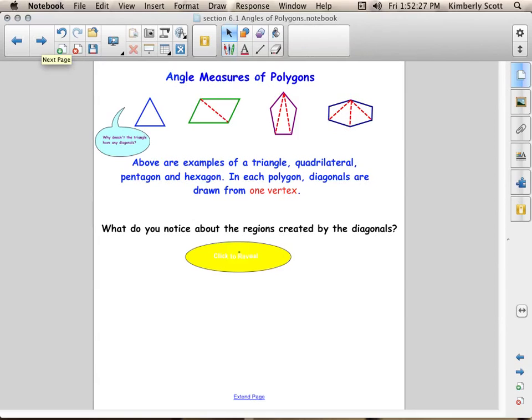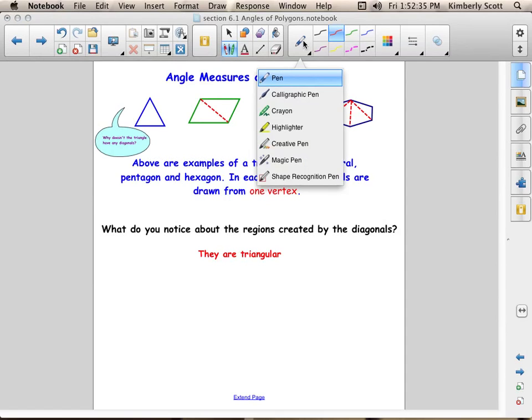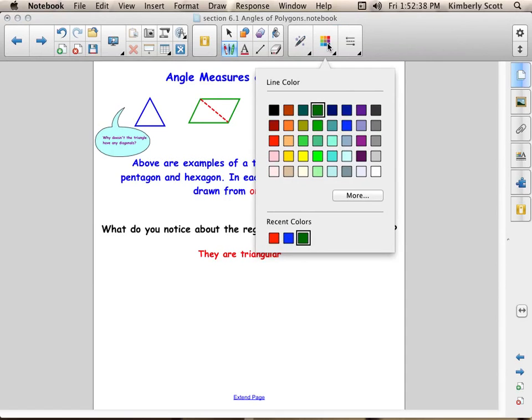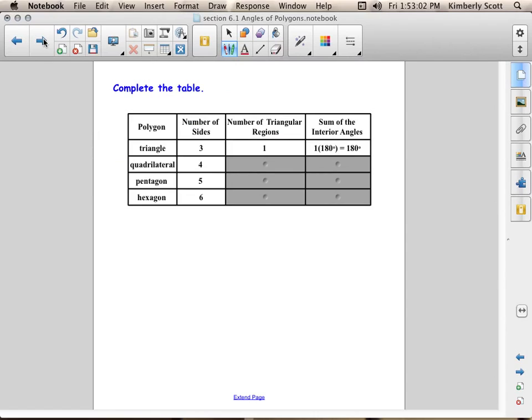If you think about it, all of the regions are triangular. I'm going to switch to purple. We've got this one right here, and this one right here, triangles. This one right here, this one right here, this one right here, triangles. Same thing for the hexagon. When we draw all our diagonals in from a single point, we have a whole bunch of triangles. And here's something that we know about triangles that you've known for years: the sum of the measures of the angles of a triangle is 180.